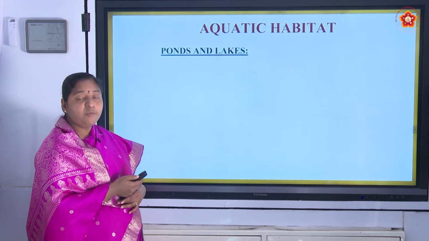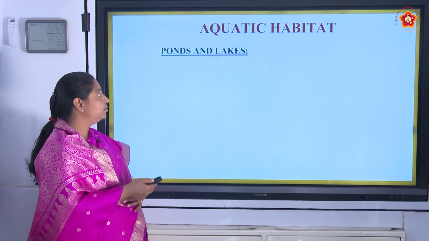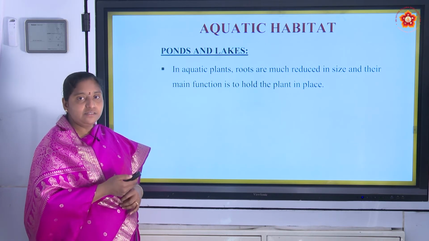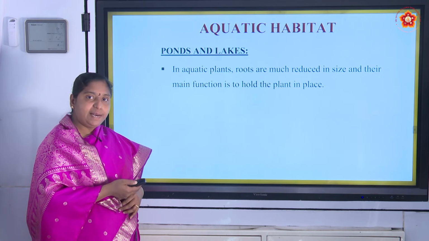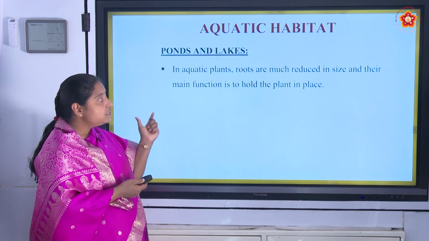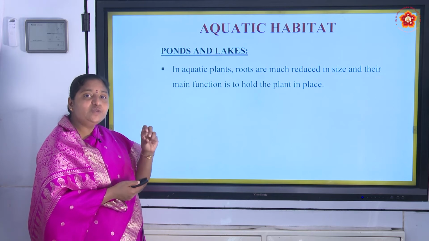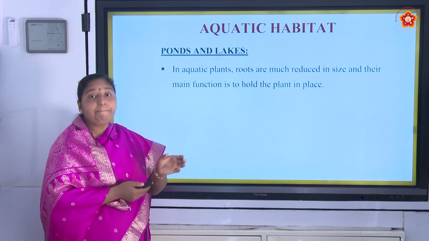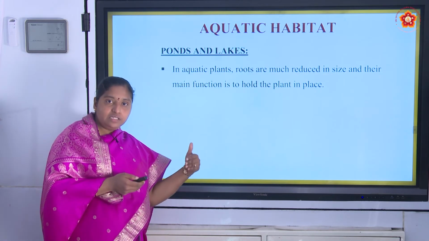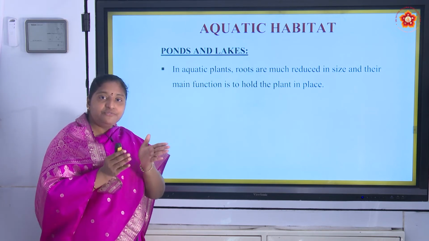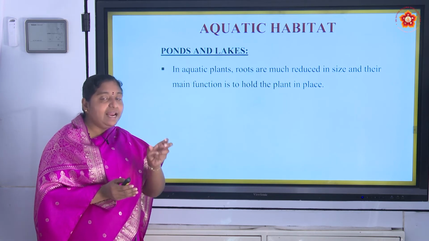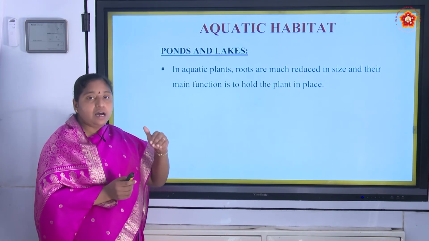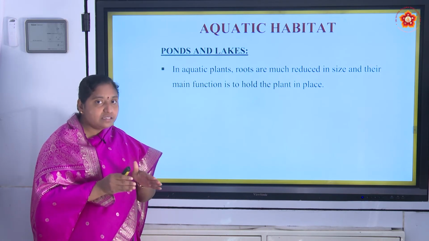And the next is ponds and lakes. The plants which live in water are called aquatic plants. In aquatic plants, roots are much reduced in size, and their main function is to hold the plant in place, because there will be water currents. In order to withstand those water currents, the plant should be held in that place itself. For that purpose, the roots are reduced in size and fixed in that position.